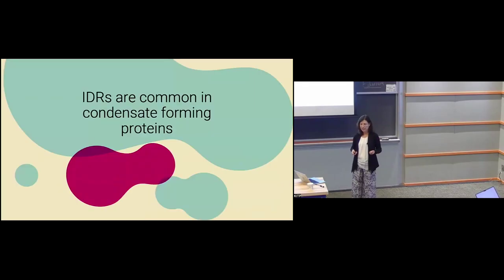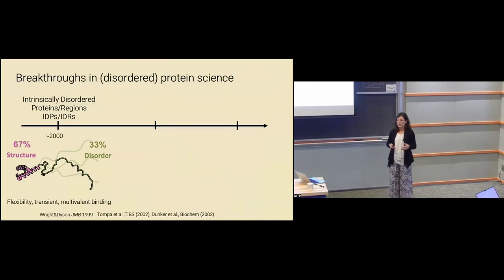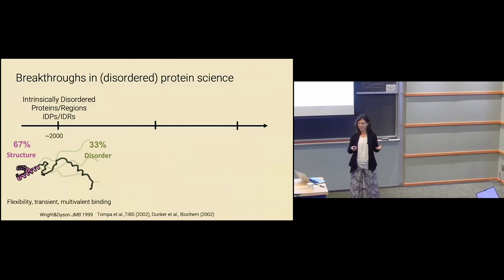We know that IDRs are common in condensates, so we can start studying IDRs. Intrinsically disordered regions or proteins were conceptualized around 25 years ago, and before that they were largely ignored, mainly due to structural biology techniques, basically being invisible to X-ray crystallography. But it turns out that 33% of human proteins actually contain these IDRs, and they play an important role.